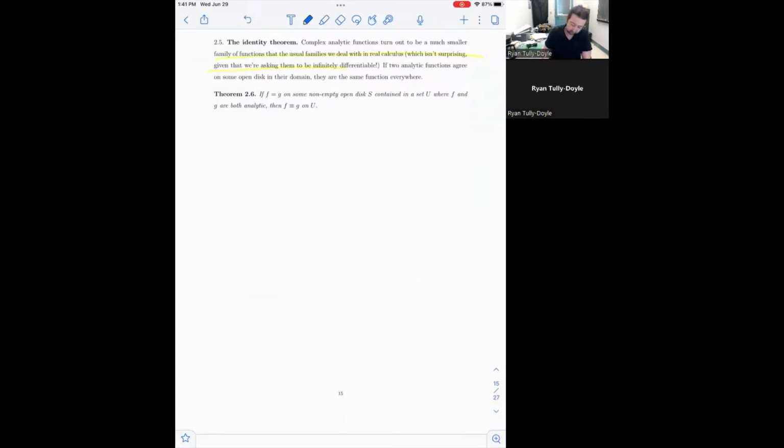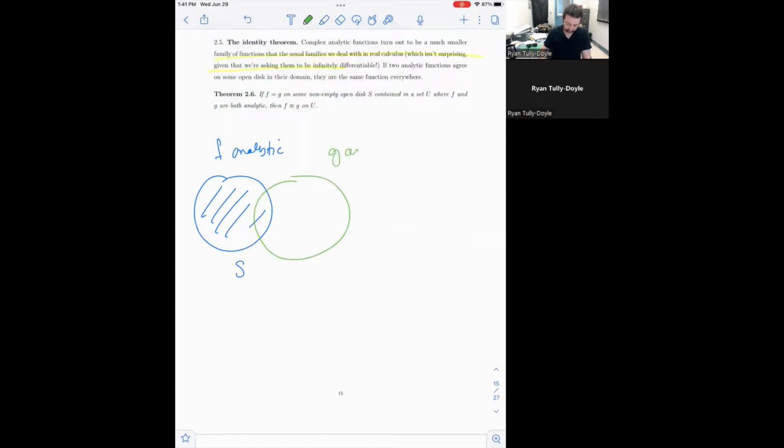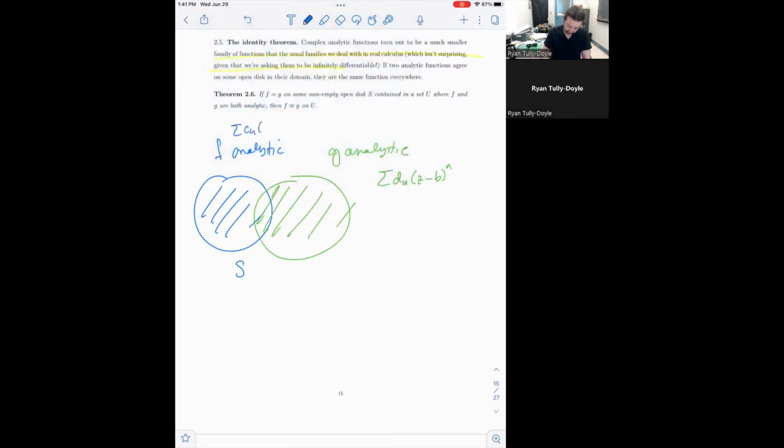So what do I mean by that? Suppose you have f, and say f is defined on some disk S. So f is analytic, which means that it has a power series on some open disk. And suppose that we also have some function g, which is analytic, and it has a power series defined on some other open disk. So say, over here, g is the sum of d_n (z - b)^n. And here, f is the sum of c_n (z - a)^n. So here's a, and here is b.